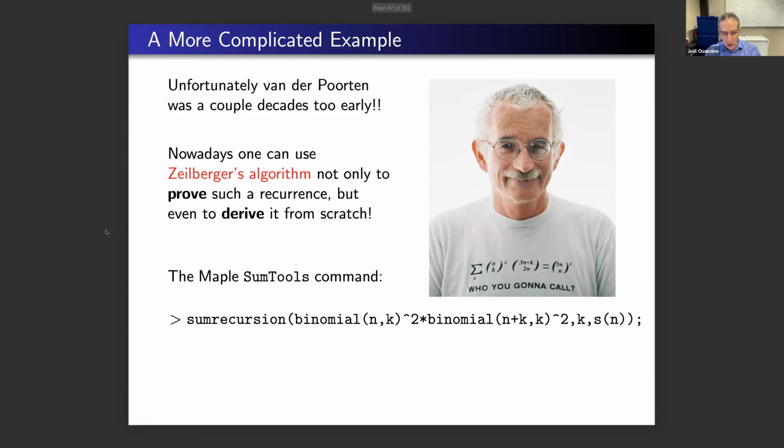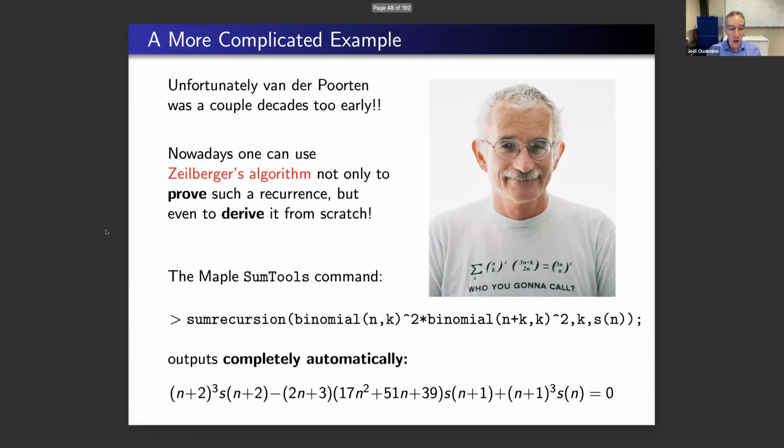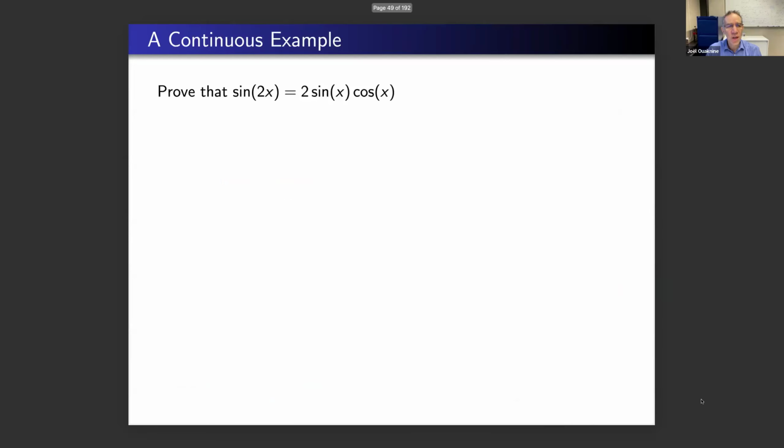And you can use, for instance, in Maple, the SumTools command, where you say sum recursion, and then you put the expression for the Apéry number, and automatically, within a fraction of a second, Maple will spit out the recurrence that the Apéry number satisfies. And it's provably correct, of course.